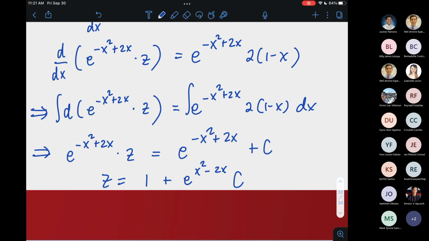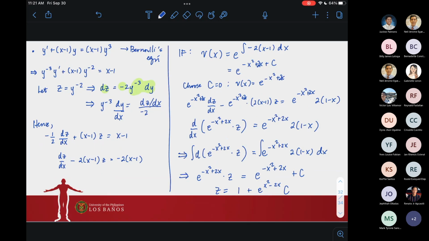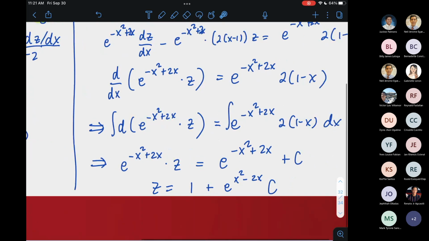And then I'll revert to the original variable. Remember that z was let to be y to the negative 3. Tama ba? Yan nga ba yung nilet natin? Yeah, z is y to the negative 2. So y to the negative 2. So ito ay magiging, papalitan ko lang ng y to the negative 2. And we're done. That's the general solution.